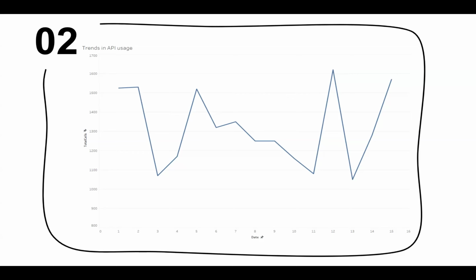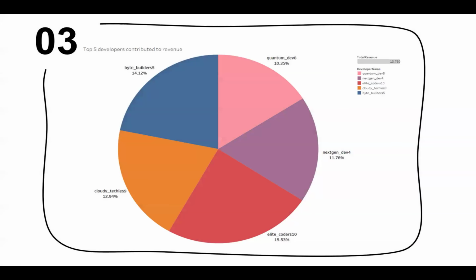scale efficiently. And last, we have a pie chart showcasing the top 5 developers contributing to revenue. Among them, the ELEF Coders 10 leads with 15.53% of the revenue, followed closely by Byte Builders S5 at 14.12%. This chart highlights the significant impact of a few key contributors on our platform's success and provides a strategic focus for collaboration and rewards.